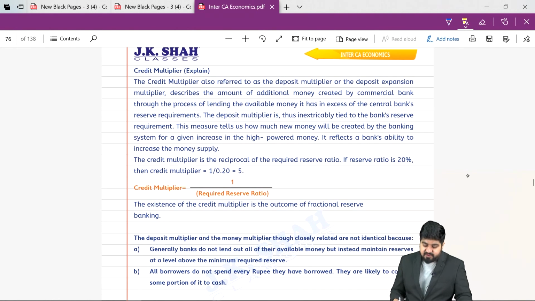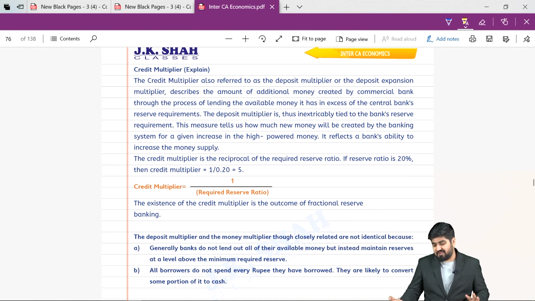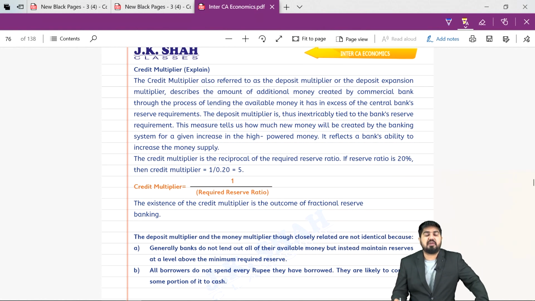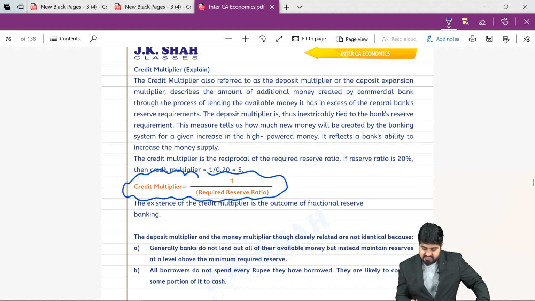Now after this, credit multiplier. Now what do you mean by credit multiplier? See, if there is a required reserve ratio which is kept by RBI, yes or no? So what we need to do? We need to maintain that. So if we maintain that, after that how much credit will be created in the market? For that we are having one formula that you need to remember. It will be credit multiplier is equal to 1 divided by required reserve ratio.